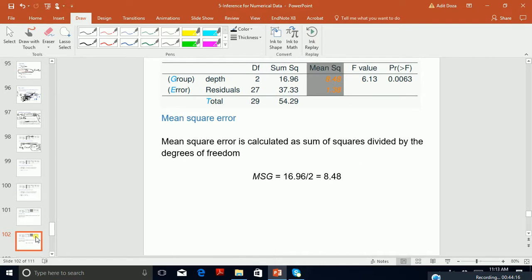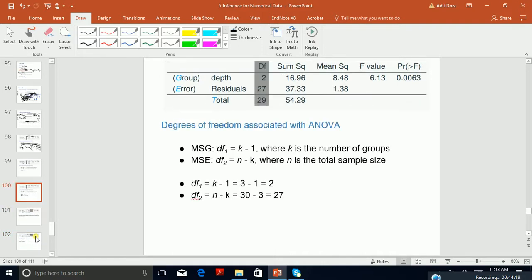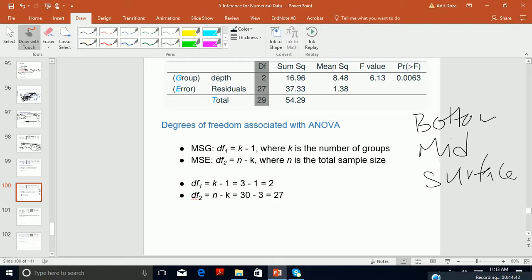So if we look at this example, how many groups are there in the between groups? How many groups are there from the example we used? There was a bottom surface, mid path, and there was the surface, right? So how many groups are here? 3 groups, right? So between groups, what would be the degree of freedom? It's k minus 1. So 3 minus 1, so it should be 2.